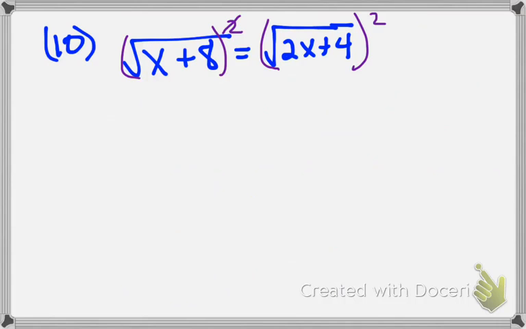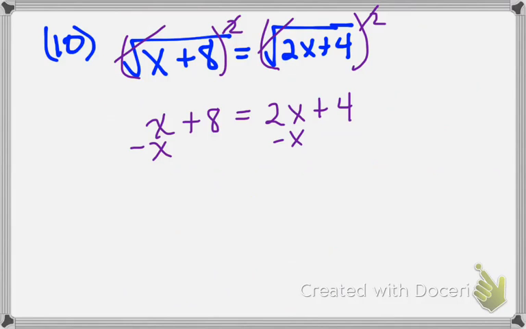And when I square the square root, it leaves x plus 8. And on the other side, when I square the square root, it leaves 2x plus 4. Once the square root symbols are gone, this is back to being basically a normal equation. We're just trying to get x. So I'm going to bring the x's together, so I'm going to subtract x from both sides, and that will leave me with 8 equals x plus 4. And then I'm going to subtract the 4 from both sides, and I get 4 equals x.